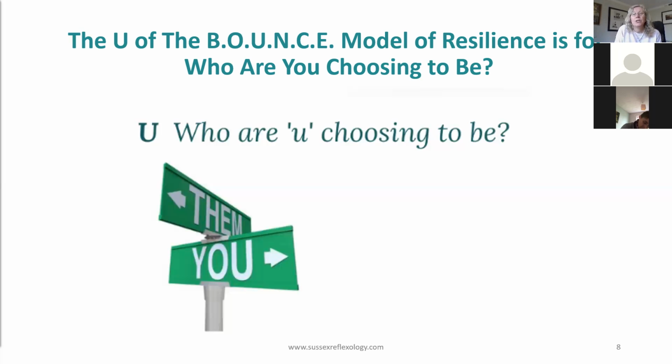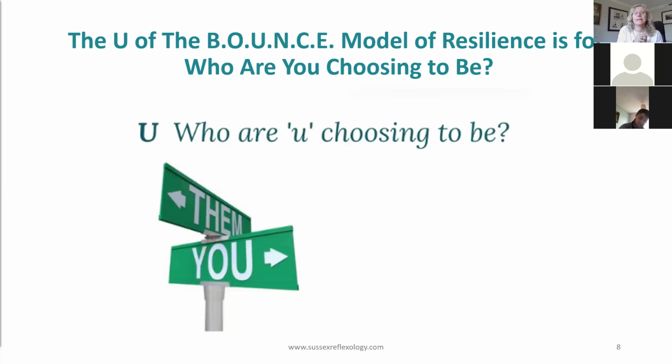So when change or a challenging situation is thrust upon you, do you see yourself as a victim of circumstance or as a survivor of a challenge? Do you see it as bad luck, and bad luck always happens to me? Or do you see it as, oh my goodness, what am I going to do? Where's the positive in this situation?